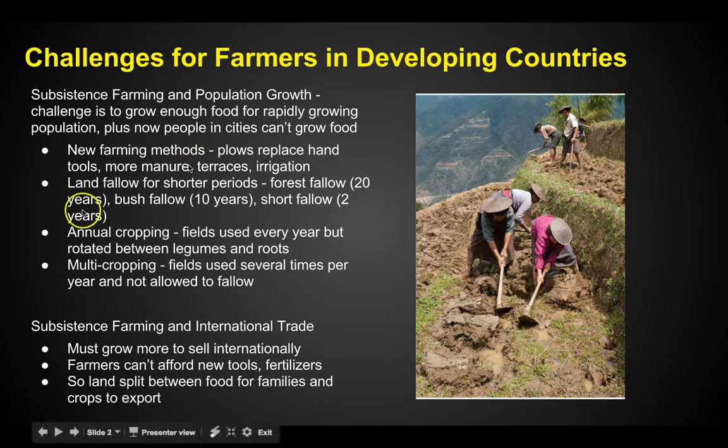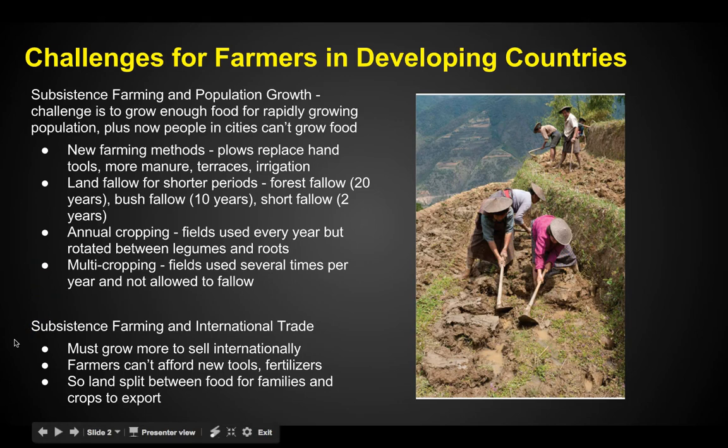And then annual cropping, where the fields are used every year, but they rotate between legumes and roots. So these are different nutrients pulled and put back into the ground. Or they might use multi-cropping, where fields are used several times per year and they're not allowed to fallow at all. So they're really running the ground out of its nutrients.